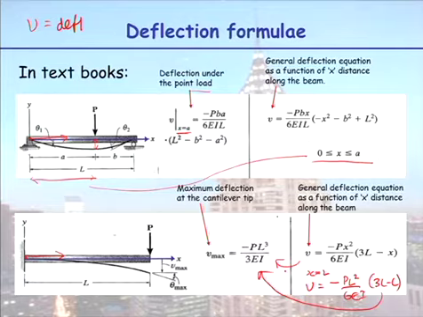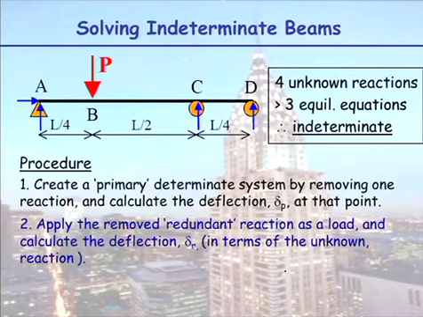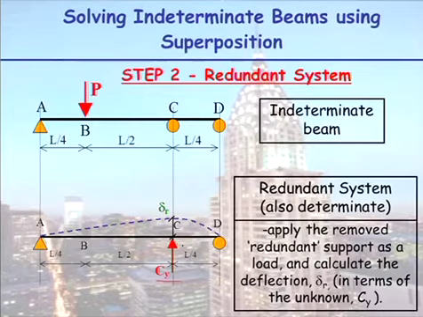Okay, so we've created our primary determinate system by removing a load, and we've been able to calculate the deflection there by using a formula. What we then do is we reapply the removed reaction as if it's a load. So we apply the removed redundant reaction as a load, and we calculate the deflection there in terms of our unknown reaction. So we have put back here, we've said let's call this unknown reaction CY, and we've said, okay, I'm now going to apply that removed reaction, that redundant reaction, hence called the redundant system, as if it's a load. And I'm going to calculate this deflection here as C.